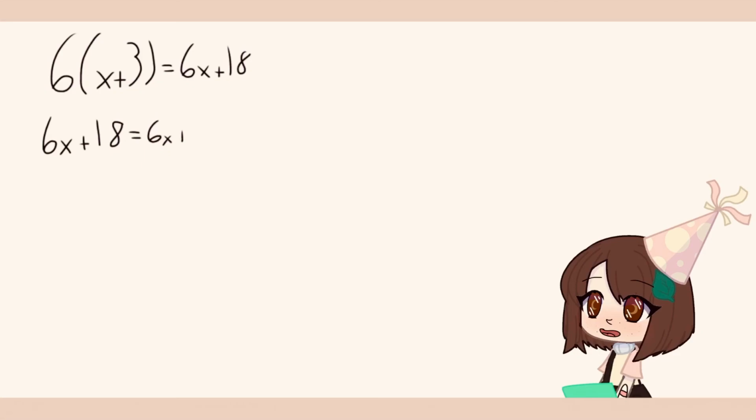Okay, so you can already tell it's basically the same equation, but we have to cancel out the 6x because these are exactly the same numbers. However, if one of them was negative and the other one was positive, then it would not work. So anyways, these would just cancel out, which will leave us with 18 equals 18. And that would be infinite solutions.